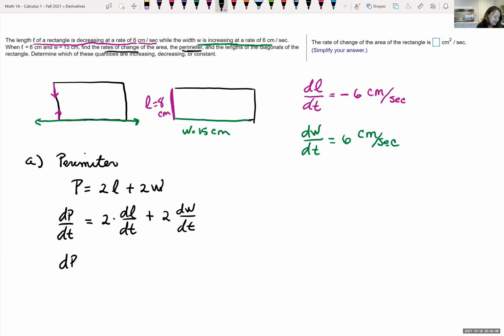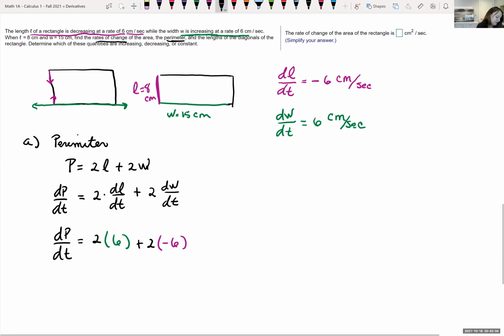So we have dP/dt is equal to 2 times the rate of change of our length, which is 6 centimeters per second, plus 2 times dW/dt, which is shrinking, so negative 6 centimeters per second. And so simplifying, this is equal to 0. So the rate at which our perimeter is changing is 0 centimeters per second.